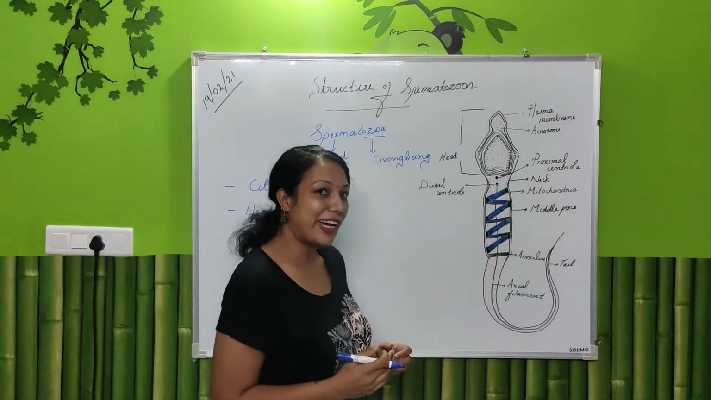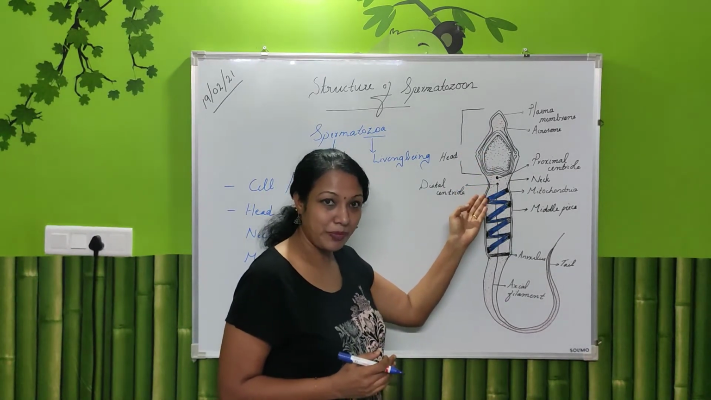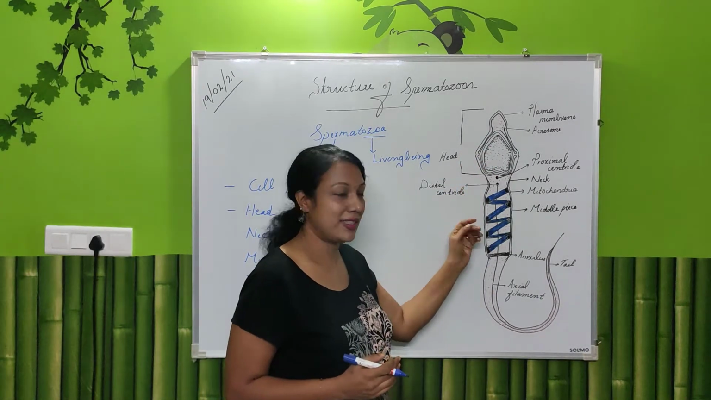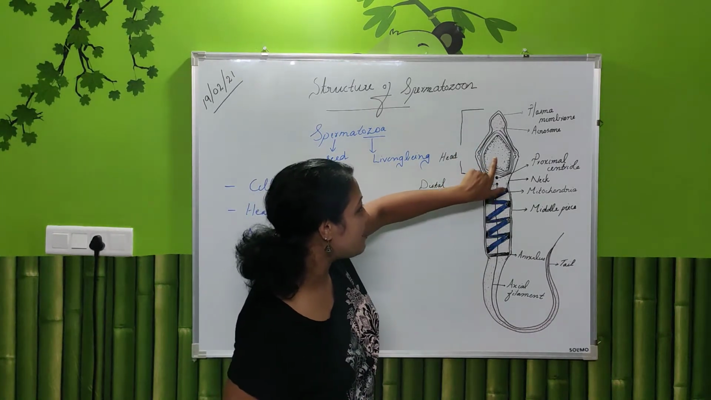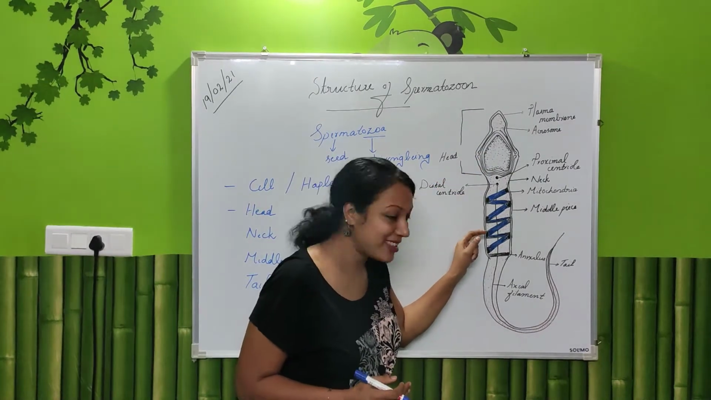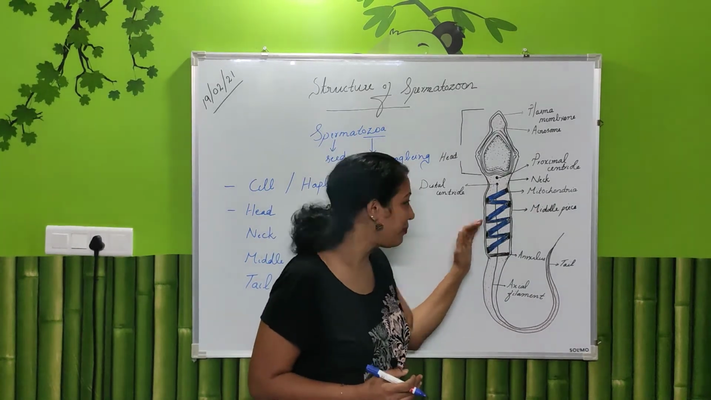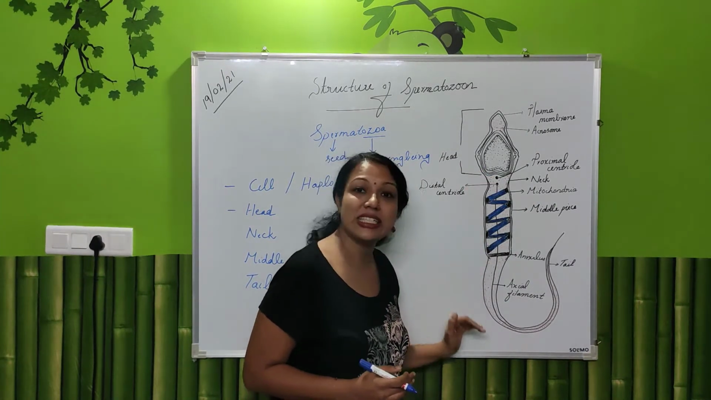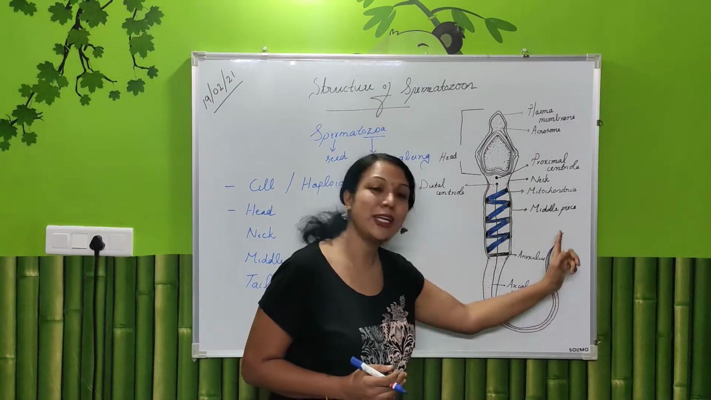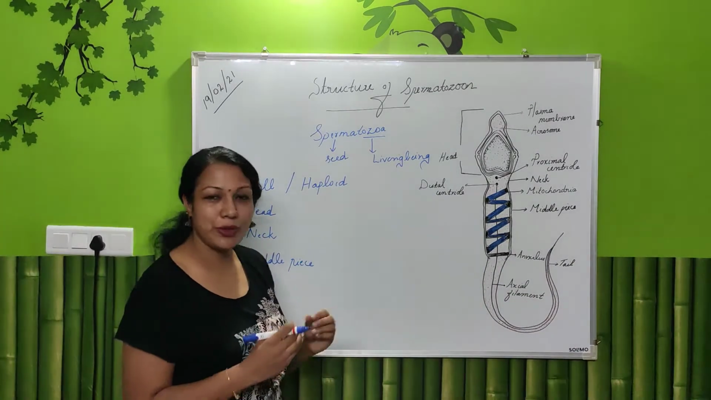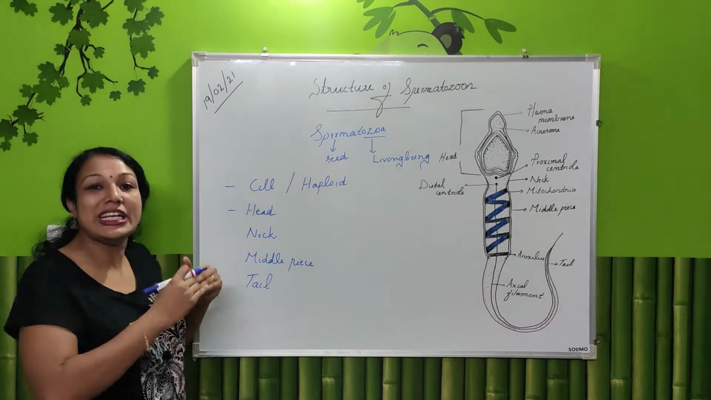Now how will we define it? Head is the anterior portion of a sperm which possesses the nucleus. Neck, we can easily create it. It is a piece between head and middle piece. Middle piece is the portion which possesses mitochondria, present between neck and tail. And tail is the last part of sperm which helps in motility. So this is the way you can define each part that you should know. Now we have to go in depth.